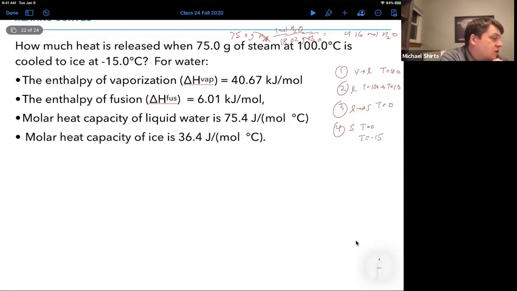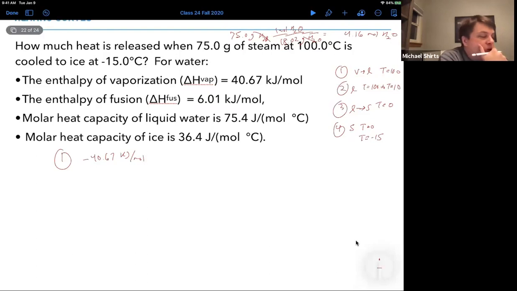Okay, so for the first step, well, the first step is simply the condensation. We don't have the heat of condensation? Yes, we do. It's minus the heat of vaporization. So 1 is pretty easy. That's minus 40.67 kilojoules per mole. Great. All right, so on the second part, we need to look at the heat released as we cool.